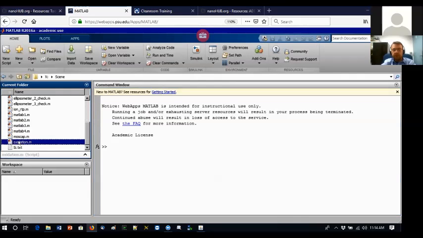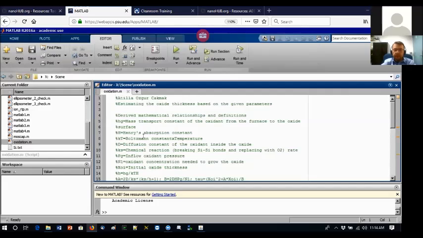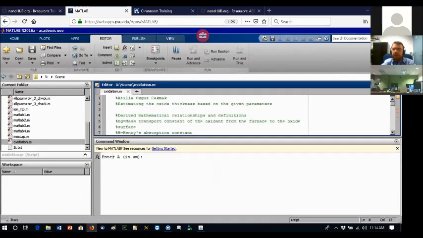So if you double click on the oxidation, all you need to do is just run the code from this run button here, and then it's going to ask you a couple of variables like enter number A.